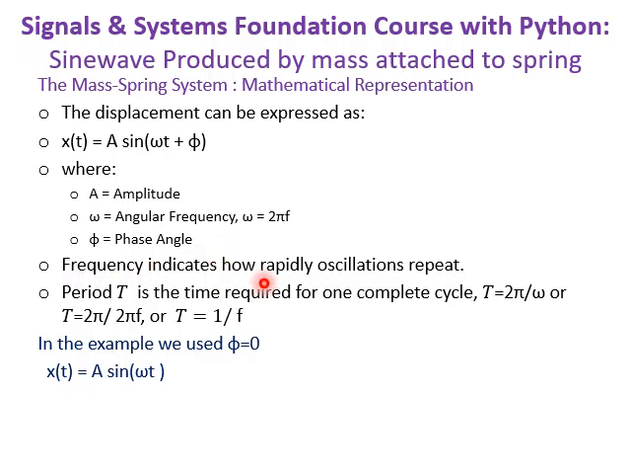Frequency indicates how rapidly oscillations repeat. There is a repetition, so that means period is involved. Period is the time required for one complete cycle. So T is equal to 2 pi by omega, where omega is equal to 2 pi f. So we can write T equals 2 pi by 2 pi f, and 2 pi and 2 pi cancel. So T is equal to 1 by f. In the example considered above, we used phi equal to 0 because there was no phase shift in the sine wave. It started from 0 with no phase shift.